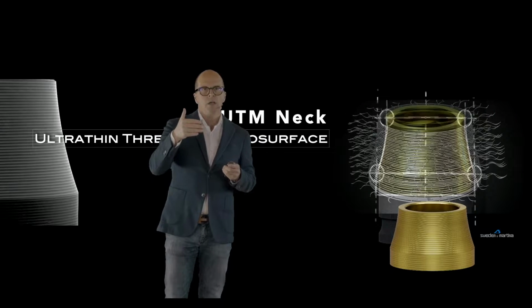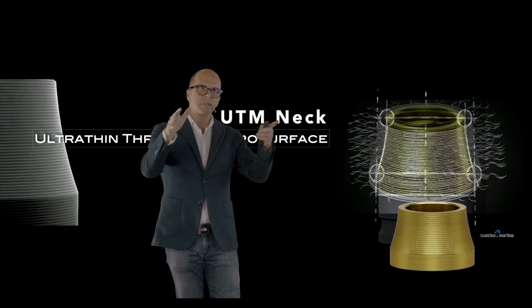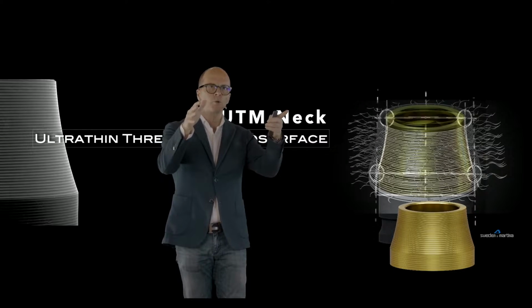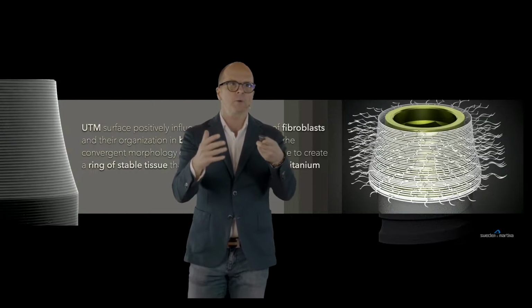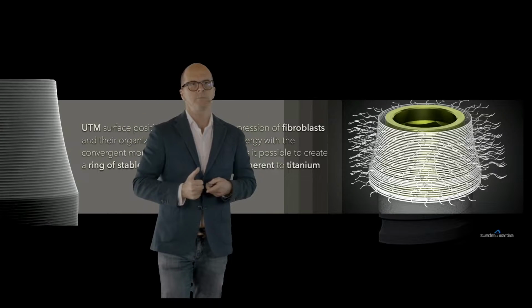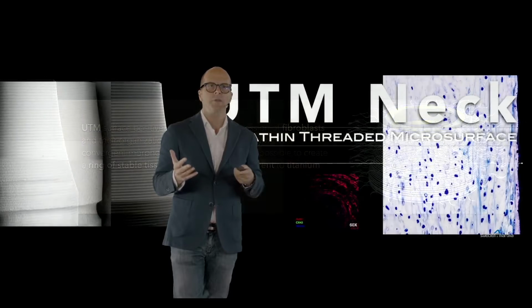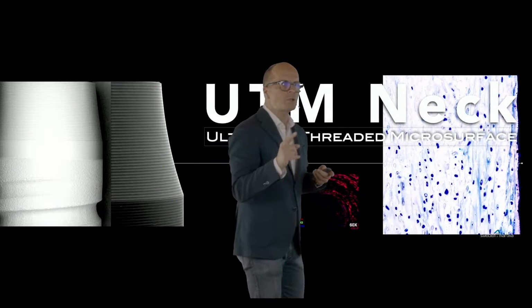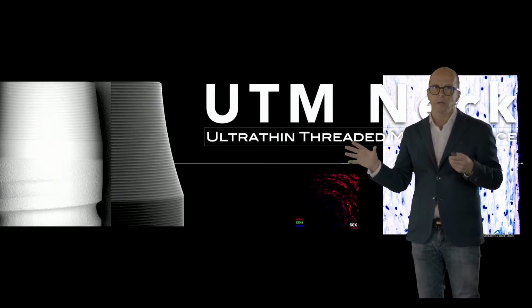different levels, because we have the possibility anytime when we place the implant with the neck into the bone to have osseointegration. We have fibroblasts getting around the neck, creating a ring of stable tissue adherent to titanium. So we have this kind of freedom to work with. And if you look carefully, the UTM surface is ideal for bone and for soft tissue.